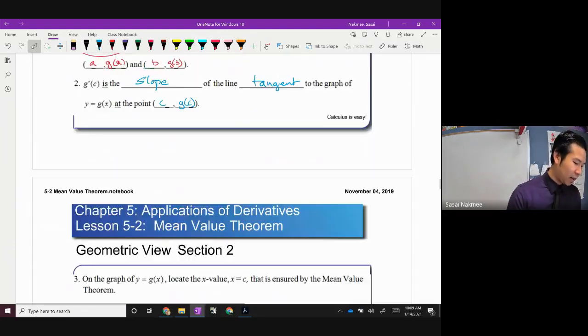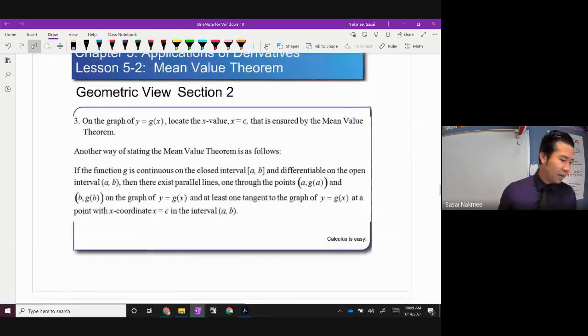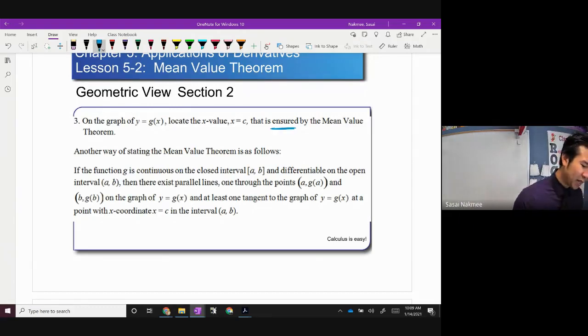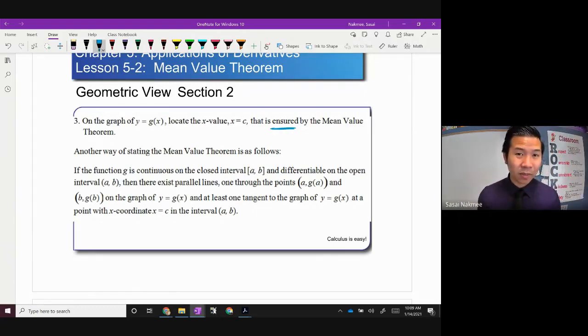Okay. All right. So on the graph of y equals g of x, locate the x value x equals c that is ensured by the mean value theorem, right? Like I said, it's a theorem that proves the existence of that point, right? It's a big deal. You can prove that it does exist.